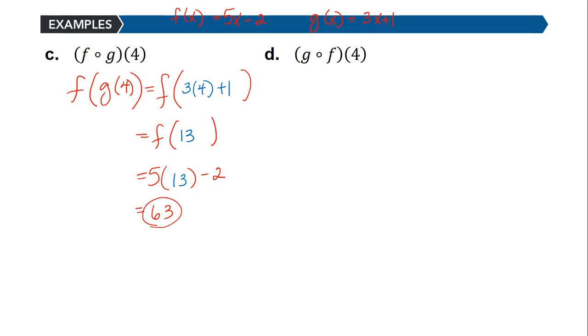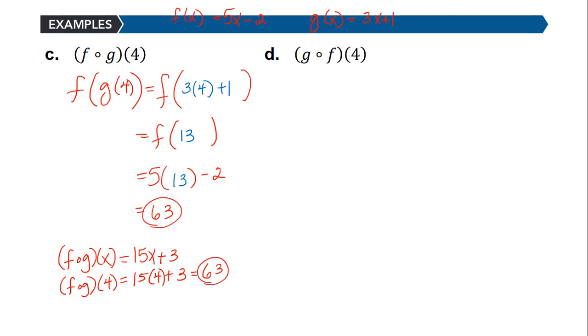Now another way to do that is to think about, well, what did we find for our composite function, f composed with g of x? And if you recall, f composed with g of x was 15x plus 3. So we could find the composition of the 2 functions and now evaluate that when x is 4. So f composed with g of 4 would be 15 times 4 plus 3, or 60 plus 3, which is 63. So either way will work.